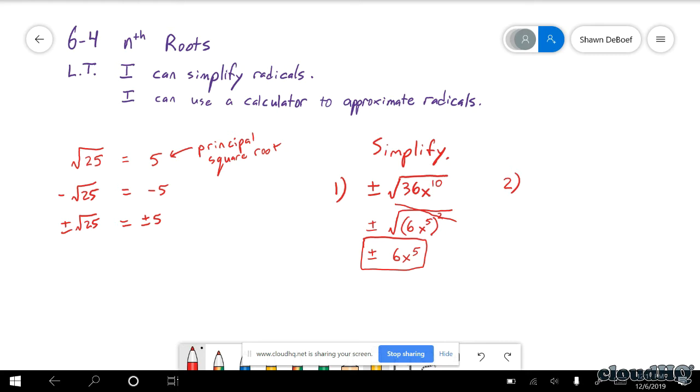Let's try the fourth root of 16t to the 16th.